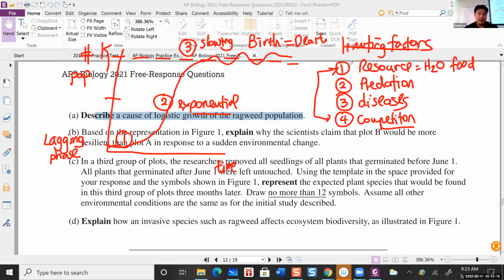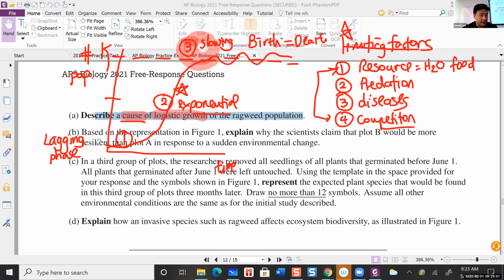All right, so these all could be the things that describe a cause of logistic growth. So why do you get an S shape? Why don't you grow exponentially? The cause would be limiting factors. So you can talk about the limiting factor. You can also talk about the exponential stage. Why does it grow exponentially? What is the cause of exponential growth when resources are non-limiting? But the best one here I would talk about is the limiting factor. So what causes it to slow down? What caused logistic growth? So you could talk about these.